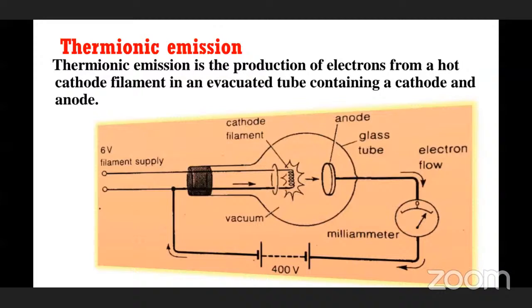And now a question can be set in this part in an exam context. Why are we using an evacuated tube? I've just mentioned why we are using an evacuated tube at this point. You can also be asked to define the term thermionic emission. Also, you can be asked to describe the production of cathode rays. So a vacuum tube is used in order to prevent the electrons from colliding with air molecules.